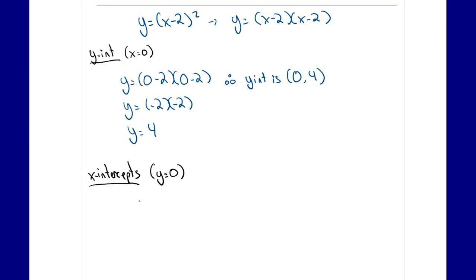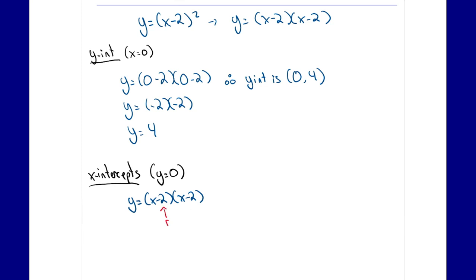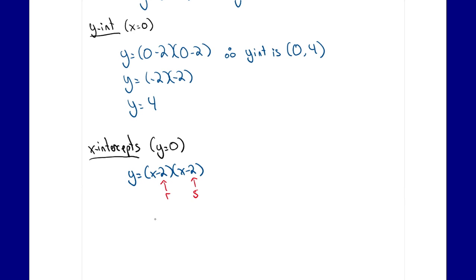There's two different ways we could do it. Because we have our equation, y is equal to (x minus 2) times (x minus 2), I could look at it and say, okay, we have an r and an s value. That's my r, that's my s. So the x-intercepts are just going to be the opposite of those values. So in this case, the x-intercepts are going to be 2 and 0 for the first one and 2 and 0 for the second one. Opposite of what we see in the bracket.